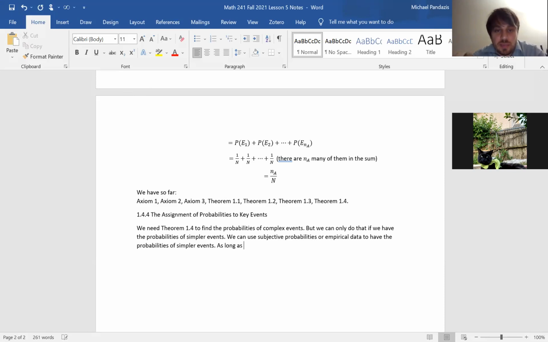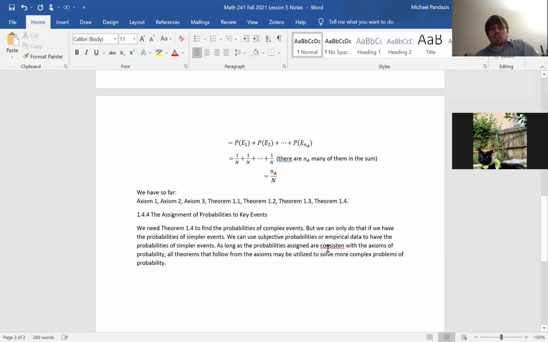So as long as the probabilities assigned are consistent with the axioms of probability, all theorems that follow from the axioms may be utilized to solve more complex problems of probability.